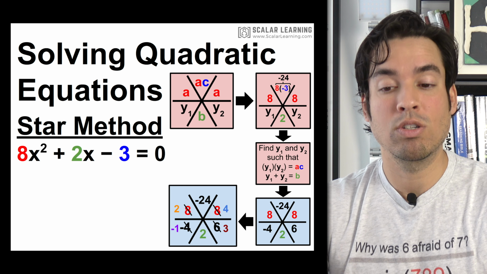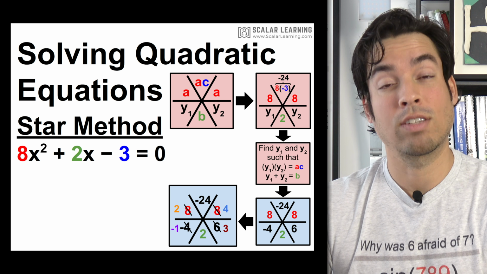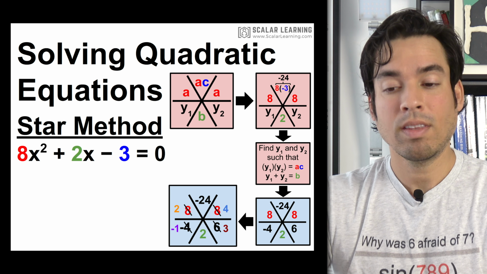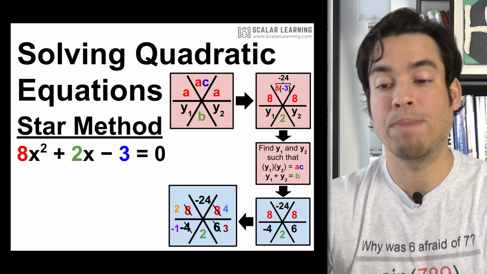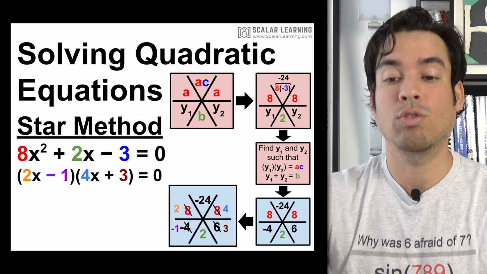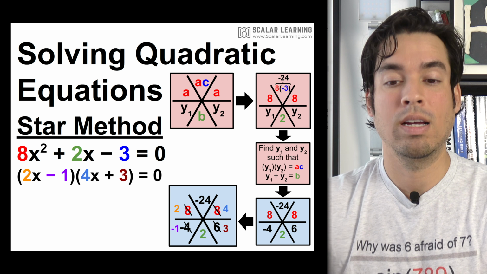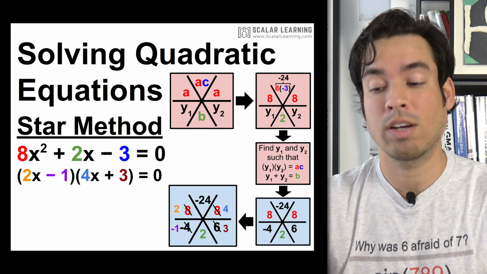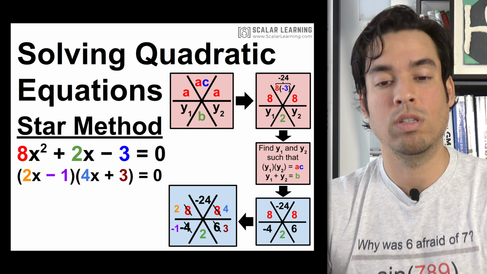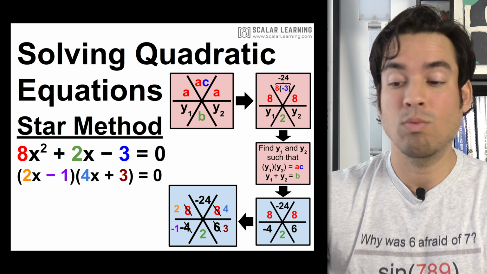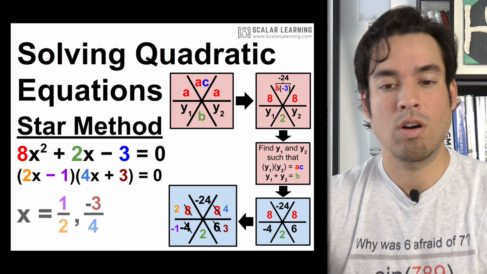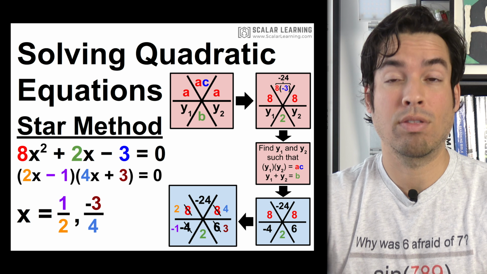Now the most important part is we take that orange and purple value, and that's going to make one binomial, and we take that blue and brown value, and that's going to make the second binomial. So this is how it looks. It's going to be 2x. Notice the top value always goes with the x. So it's going to be 2x minus 1 times 4x plus 3. And now we've factored it. And what are the zeros in this case? Well, what makes that first binomial go to 0 is 1/2. What makes the second one go to 0 is -3/4. So again, our answers for this are 1/2 and -3/4.